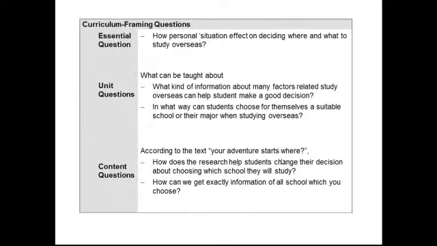This is the important part of the project, the curriculum framing questions. The students find out 3 kinds of questions: an essential question, unit questions, and content questions. These questions are based on the unit they study. For example, in the unit Study Overseas, the essential question may be how personal situation affects deciding where and what to study overseas. The students may do this part by themselves.